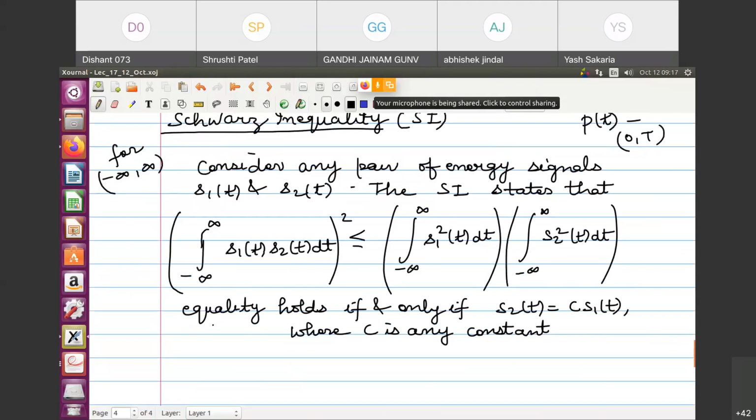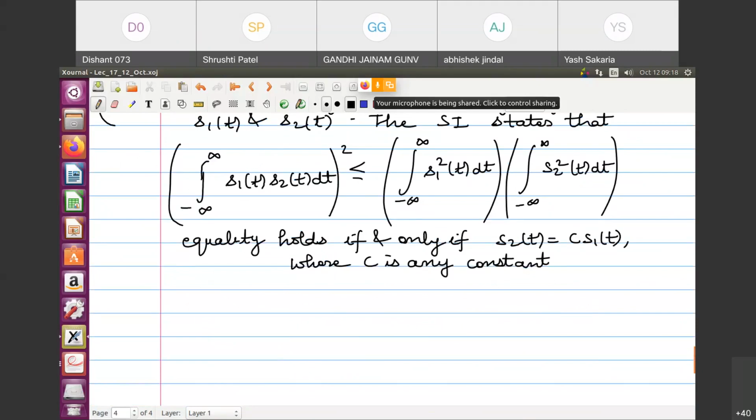It simply says that if you are correlating S1t and S2t and taking the square of the correlation, it will always be upper bounded. Means it will always be smaller than this value. Left hand side will be smaller than the value towards the right. So this is an upper bound. If it were greater than or equal to, then it would be a lower bound on the left hand side value. Lower bound means it is bigger than this. So this is less than or equal to the product of the energies of the signals. This is the energy of S1t, this is the energy of S2t. And so the square of the correlation is always less than this.